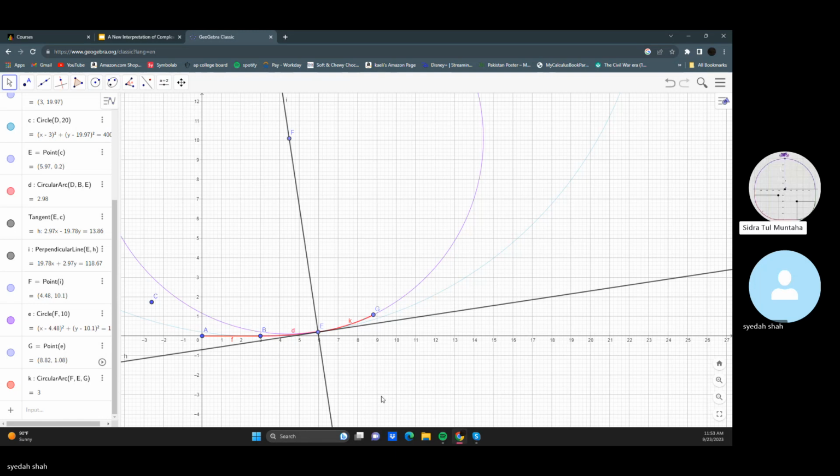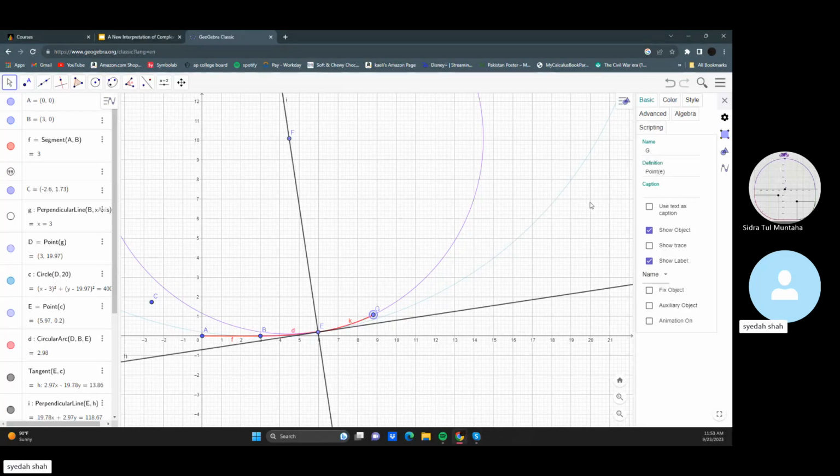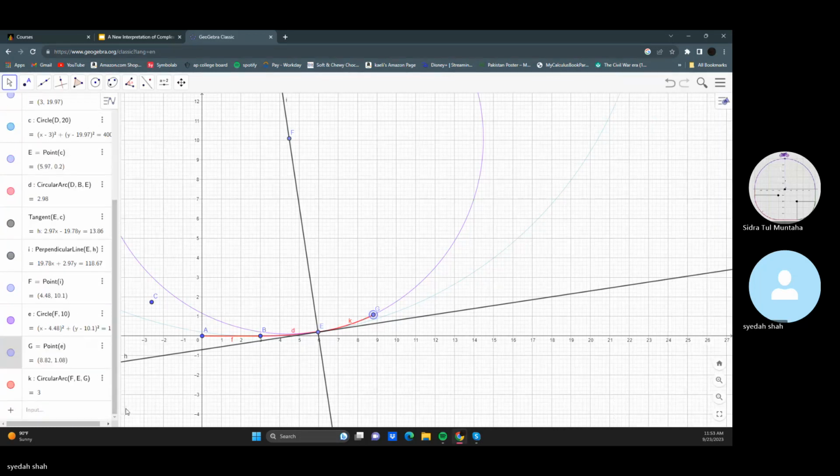It is 3. Actually, we have to look at the length of the circular arc. And the circular arc is k here, right? And the length of the k is 3, isn't it? Yes. Isn't that what we wanted? Yes. So now you can fix the g. Okay, it is fixed.